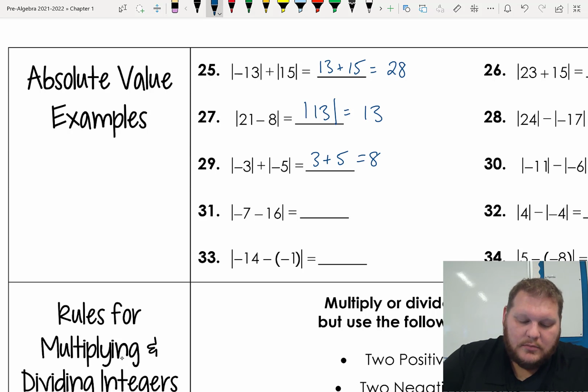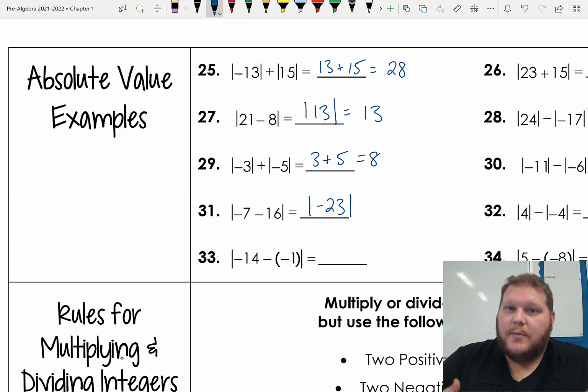Number 31, negative 7 minus 16. Okay, so I have to subtract. So negative 7 and then move it to the left, 16 should give me a negative 23. But now that it's a single number, I can apply that absolute value. The distance from 0 on the number line of negative 23 is positive 23.